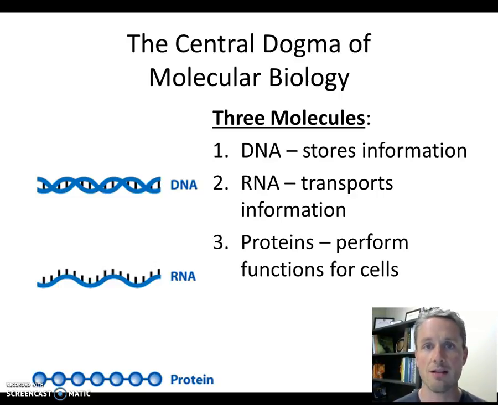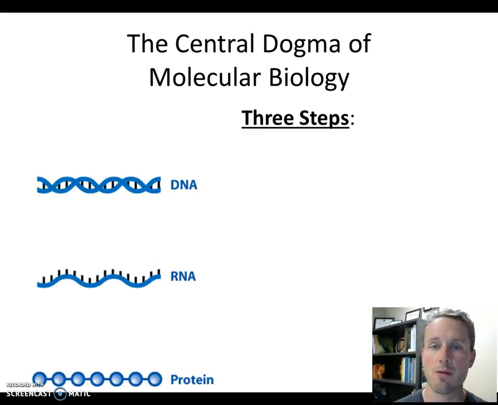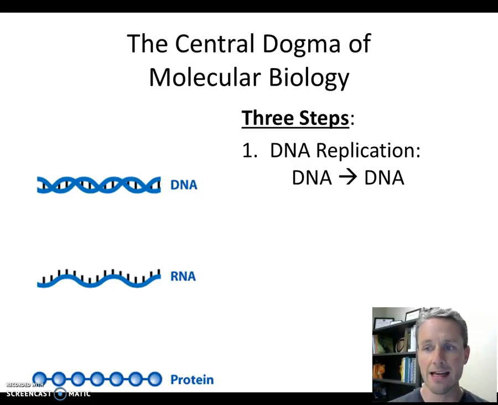And now we're going to think about how the functions of these molecules relate to one another. So now we're going to add in three steps or three processes that link these molecules to one another. We've started our diagram with the molecules themselves, and now we're going to add in some processes. The first process is DNA replication. In DNA replication, we can take one of our DNA molecules, this DNA molecule here, and create an identical copy of it.